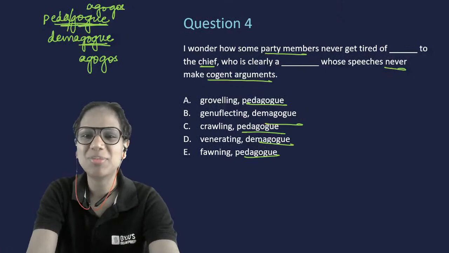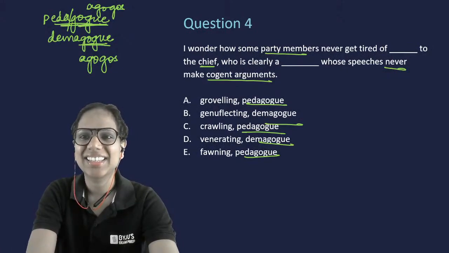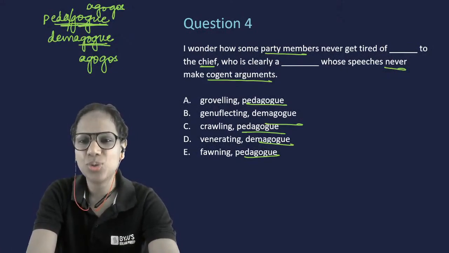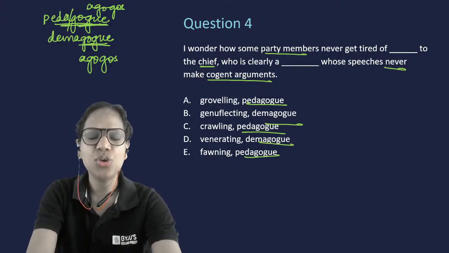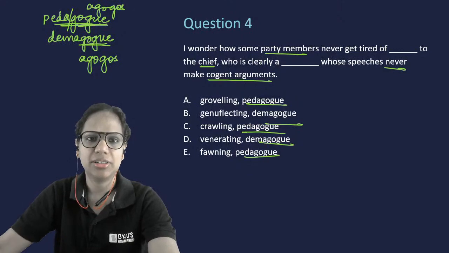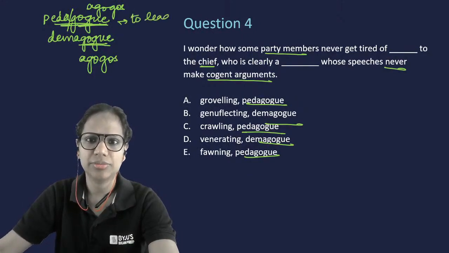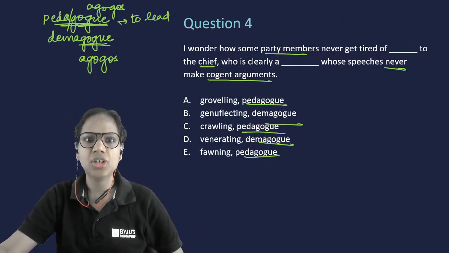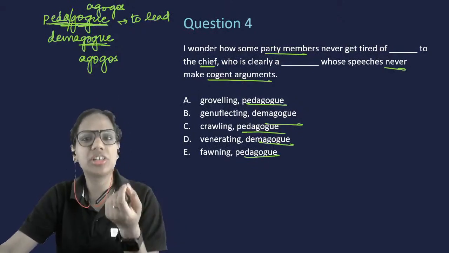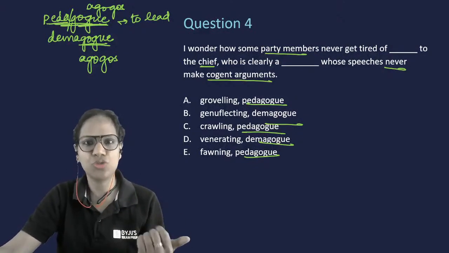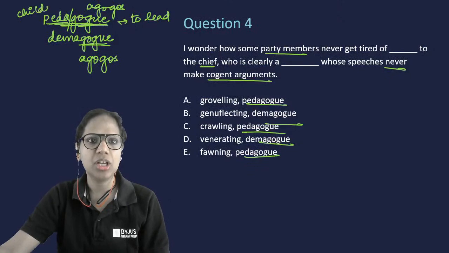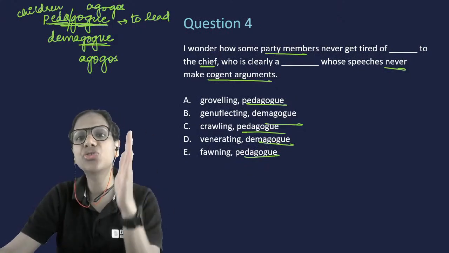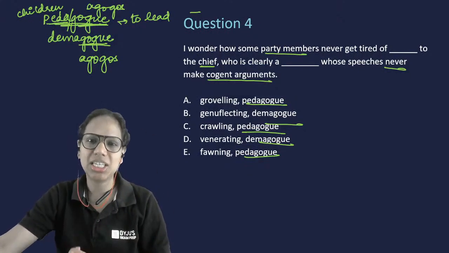Anybody who's done Word Power Made Easy, or anybody who's started it, anybody who's doing it, tell me. So agogos means to lead. To lead. Okay. So ped means children. So pediatrician is the doctor of children. So pedagogue, someone who leads children, ideally it should mean a teacher.